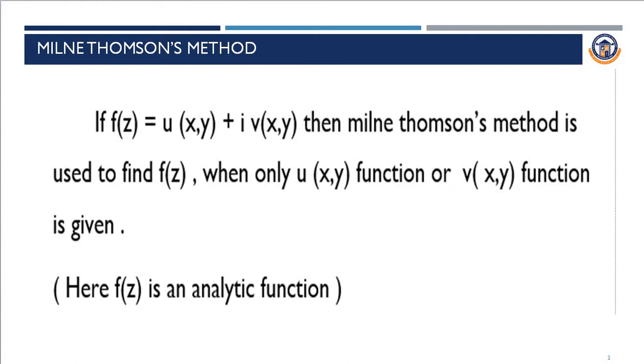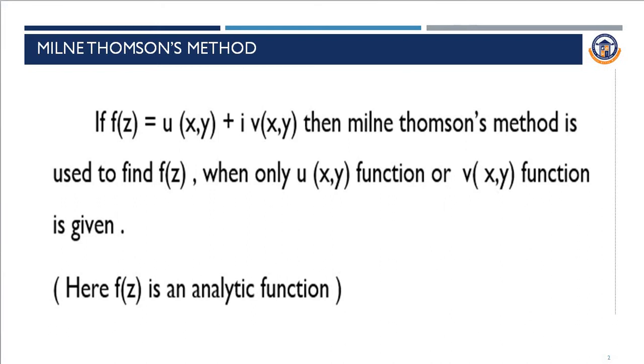If f of z equals u of x comma y plus i into v of x comma y, then the Milne-Thomson method is used to find f of z. Here f of z is the analytic function. If they give only u of x comma y or v of x comma y, then how to find the analytic function by using the Milne-Thomson method. Here u of x comma y is the real part and v of x comma y is the imaginary part.